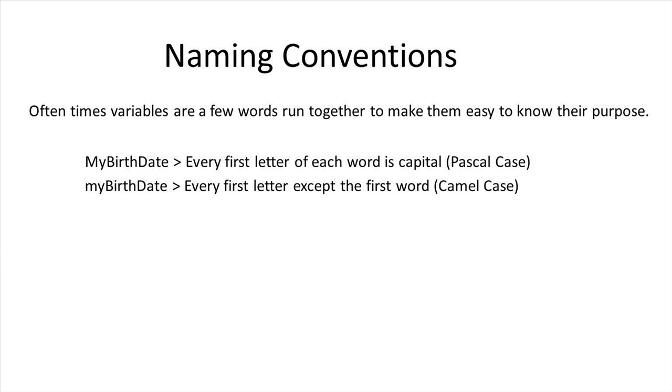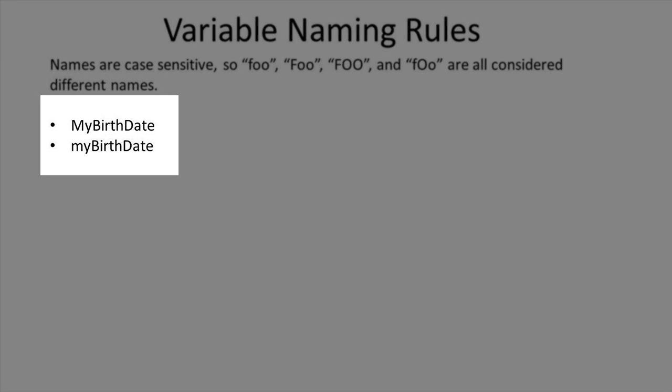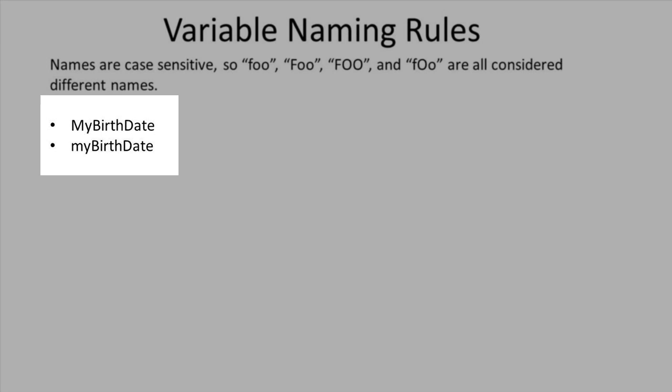Both these styles of variable naming conventions have an official term. Pascal casing is where the first letter of each word is capital. Camel casing is where the first letter of every word except the first word is uppercase. Keep in mind that C# variables are case sensitive. If you create a variable called MyBirthDate in Pascal casing and then later try to use it as myBirthDate in camel casing with a lowercase m, then you won't be able to. In other words, these two variables are not using the same variable name. They are considered to be two different variables.